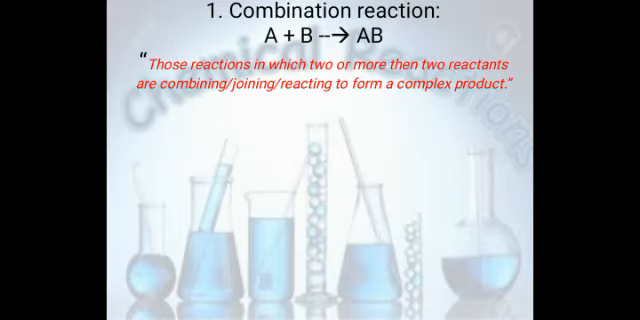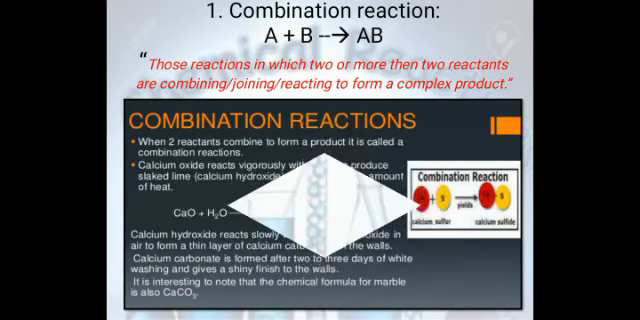So let's start with the combination reaction. Combination reaction, as the name says, combine means to join, to react. In this particular reaction you will get the kind of formula where one simple reactant and another simple reactant are combining and forming a complex product, as in A plus B gives AB type reaction. Those reactions in which two or more than two reactants are combining, joining or reacting to form a complex product is called a combination reaction. This is the definition you need to learn.